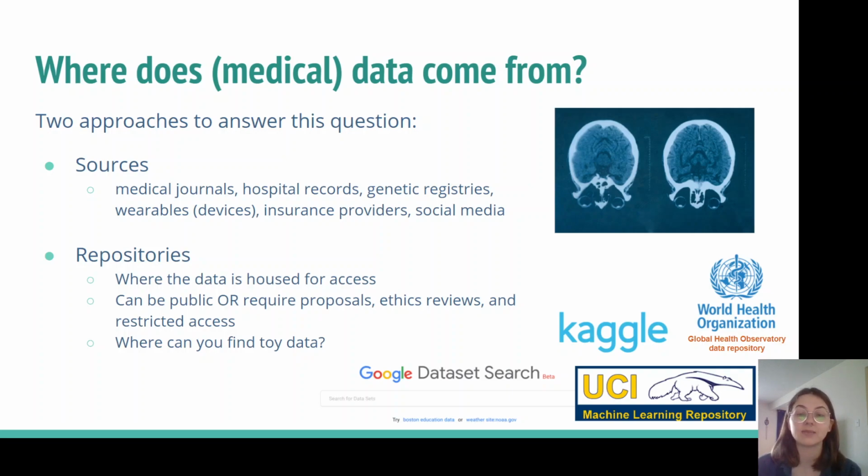Kaggle is a great place where you can not only see the data and download the data, but you can see notebooks of other people's interpretation of how the data can be used, which is really great for learning. The World Health Organization has a Global Health Observatory data repository, and a lot of information there is available for free download, and that's great for health data. And then there is also the machine learning repository from UCI. I think that's UCI, not UCL. I'm not entirely sure exactly which university that is, but I've been to this site many times.